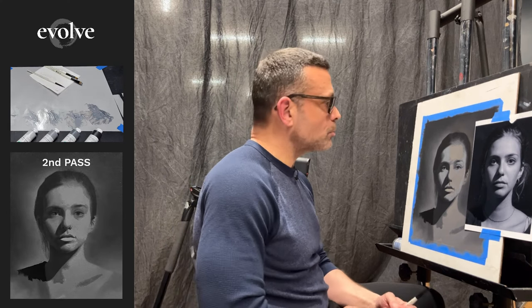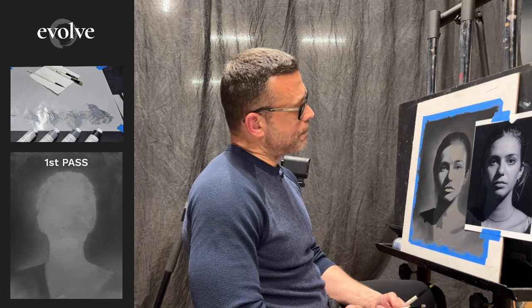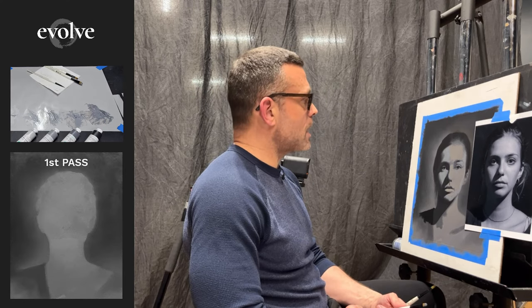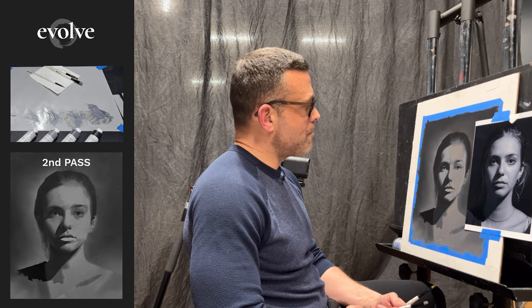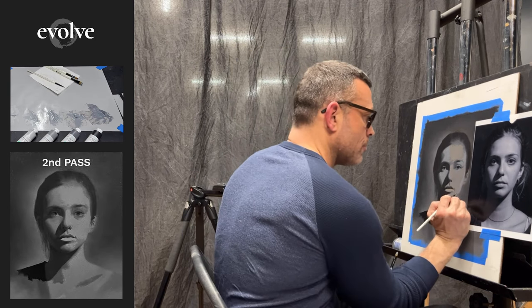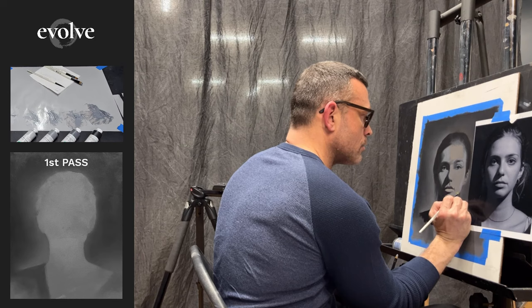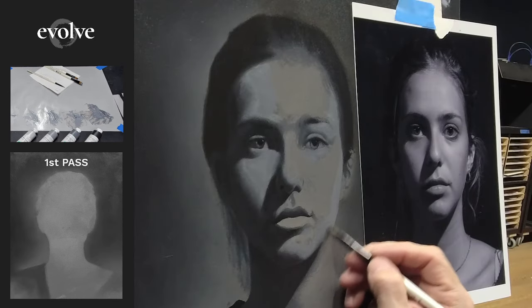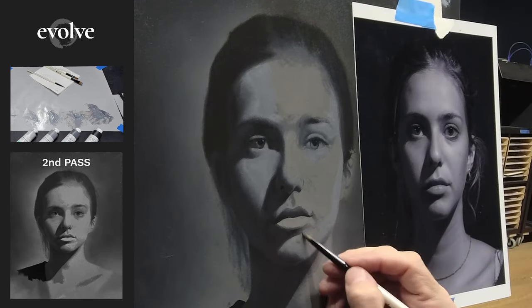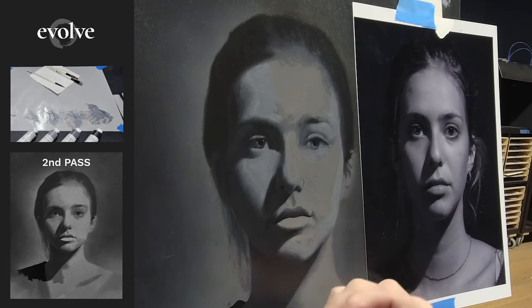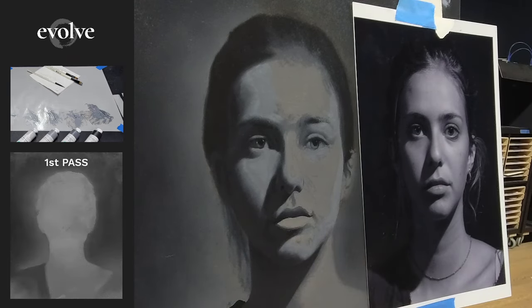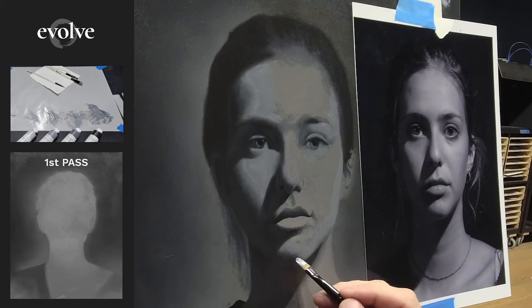Okay, so I think I'm going to stop that value there. I just want to make sure all of my edges are managed, just in case I get the worst case scenario in my result when it dries. But I think we're looking pretty good. I'm just going to pull this down just a little bit.